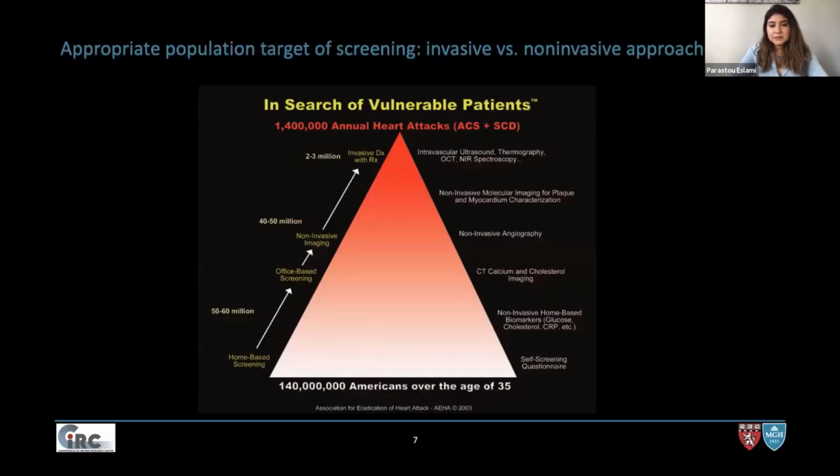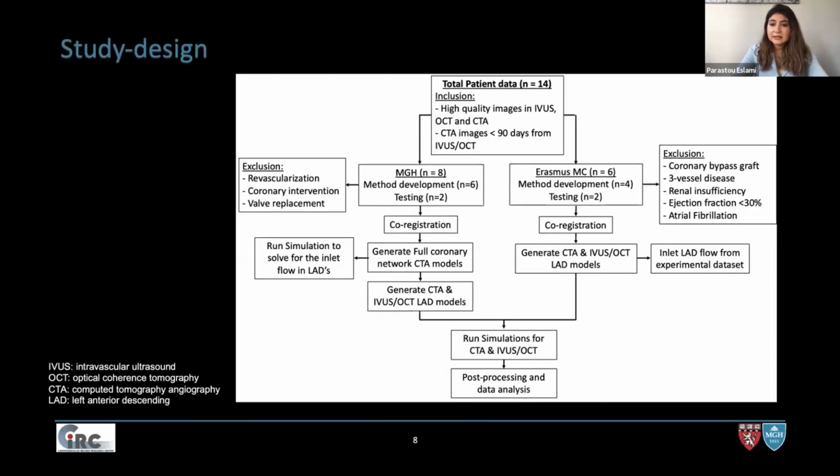And this really comes into play when we want to target a higher number of patients. As I showed you, most of the evidence for ESS is based on invasive imaging modalities. The question is, can we target higher numbers of patients to identify vulnerable patients before they go to invasive therapy, before we put them in the cath lab? We designed a study to examine exactly that, focusing on CTA, using the two imaging cohorts we had at MGH and Erasmus MC to compare invasive and non-invasive imaging modalities in capturing the shear stress.